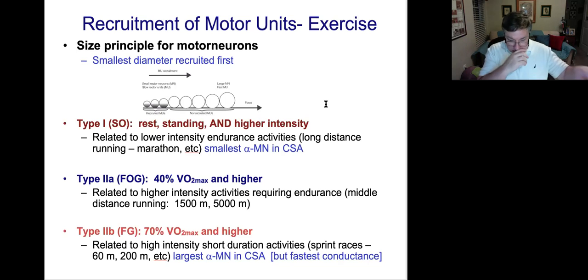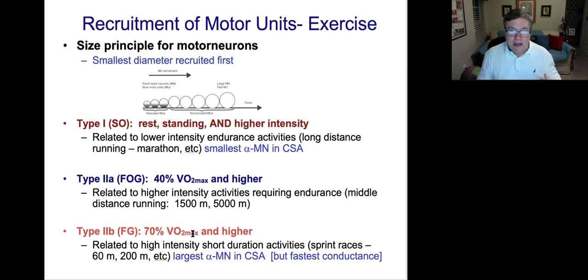Type 2A fibers, you start recruiting those when you're going from walking to jogging, about 40% of your VO2 max. So when you're running and jogging and playing soccer, whatever you happen to be doing that you like, chances are you probably start to recruit these type 2A fibers.